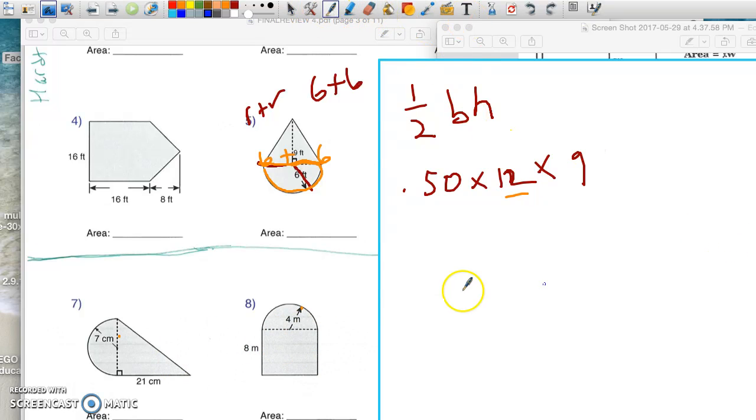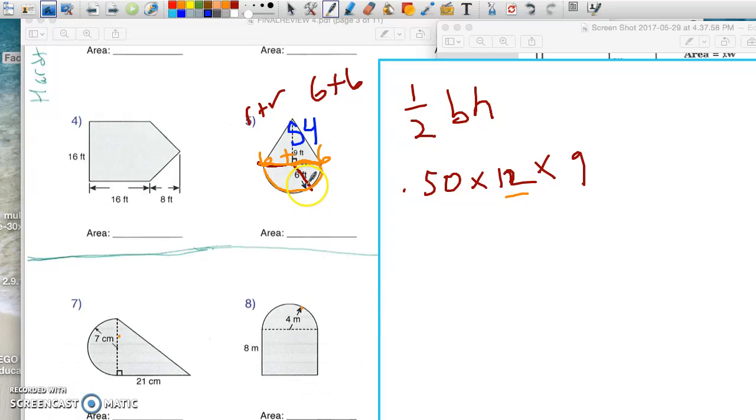Now I am about to multiply these together. That's right. So now I have 0.50 times 12 times 9. I have 54. So inside that triangle is the area of 54.